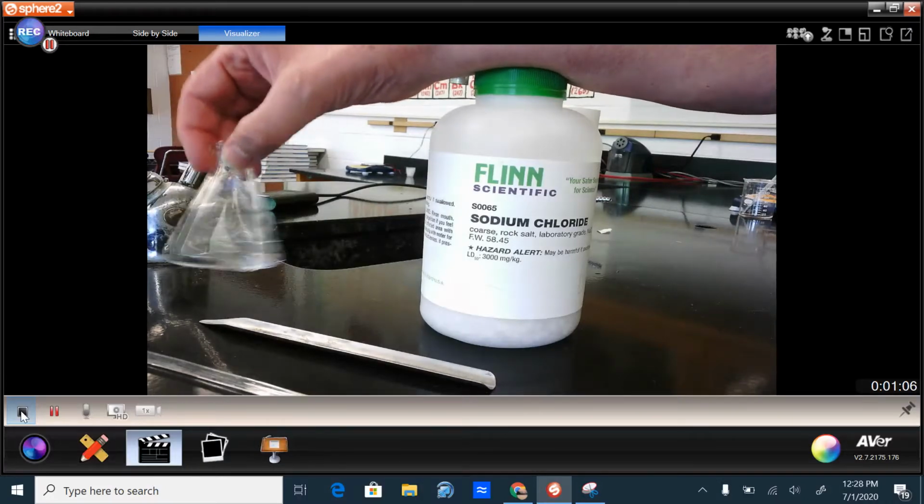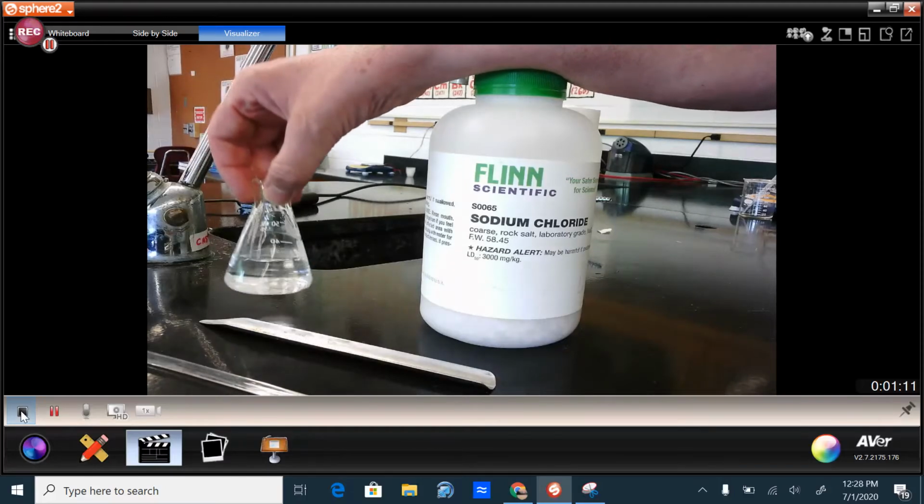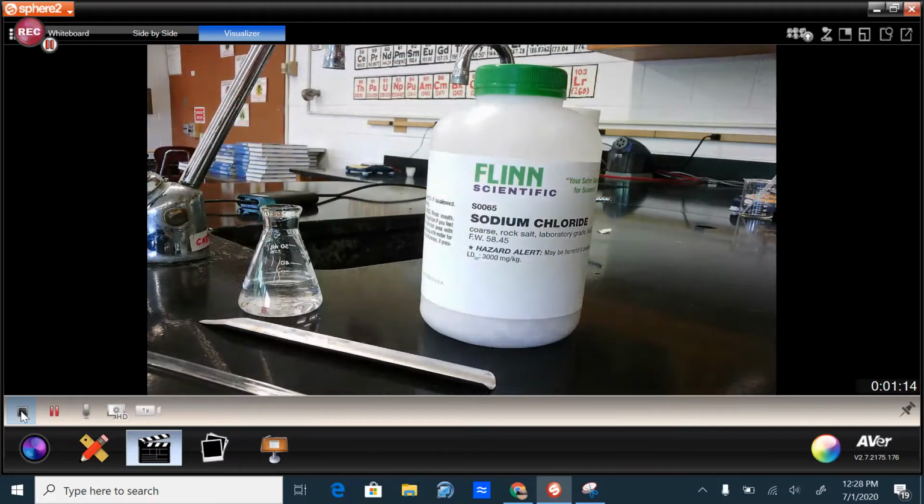And a good thing to consider is, can you get the water and the sodium chloride back when that change is complete?